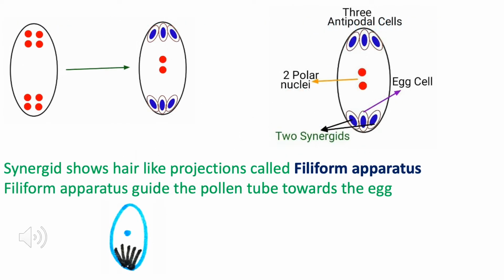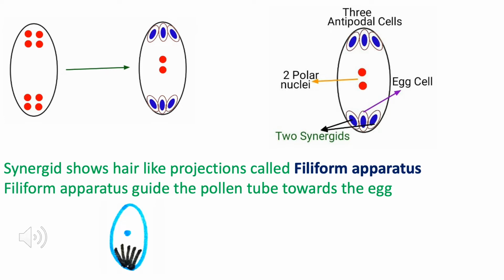As a result of 3 successive mitotic divisions, 8 nuclei are formed, 4 of which are located at each pole. So one nucleus from each pole migrates towards the center and they are called polar nuclei. 3 nuclei towards micropylar end constitute egg apparatus. It consists of a large central haploid egg cell and 2 supporting haploid synergid cells. Synergids show hair-like projections called filiform apparatus, which guide the pollen tube towards the egg.